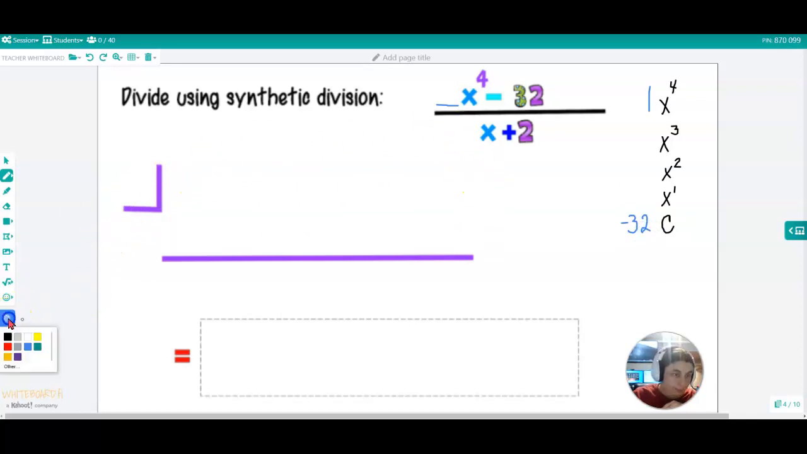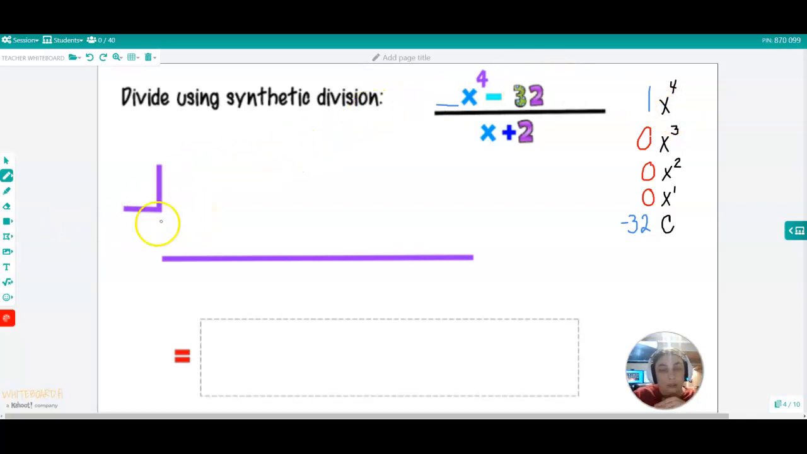Now, in these places where we don't have anything, we're going to put in a 0. So we're putting in 3 zeros as placeholders, because we might get an x to the third term out. We might get an x squared term out. We don't know yet until we go through this process.